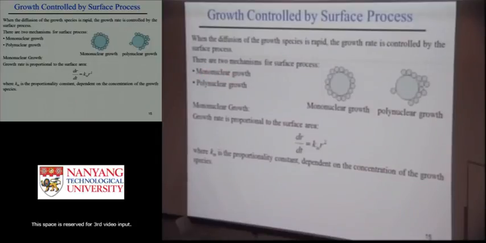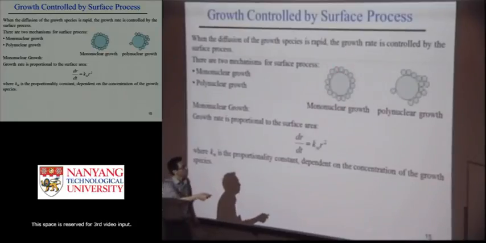One is so-called mononuclear growth. The other is polynuclear growth. Mononuclear growth is given by this kind of cartoon. It means when the atom attaches on the surface of the nuclei, the atom has to form one complete layer, then the second layer can start.